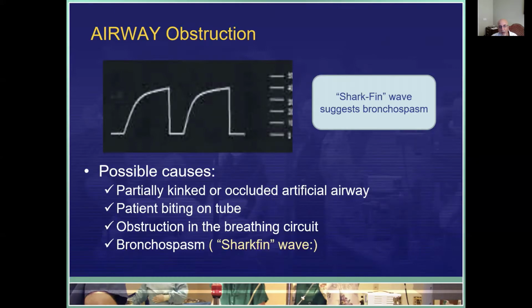Another area where one can look at the end-tidal CO2 is to determine if the patient has an occluded airway, and often we can detect bronchospasm with the shark fin appearance that is seen in this graph. This is a very good sign that the patient still has bronchospasm, even if you cannot auscultate with a stethoscope, the patient is still having bronchospasm.